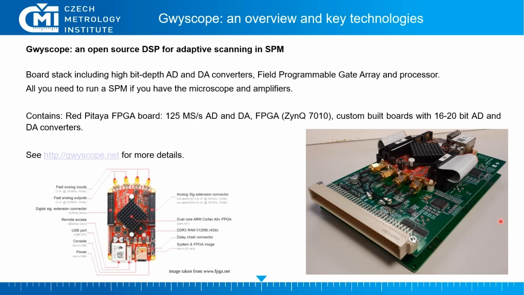So, for example, here the microscope is the LiteScope, and the amplifiers are inside the nanobox. And then our DSP, the GVScope, does all the measurement work. It does everything else that you need to do to run the experiment. Technically, it contains the RedPitaya FPGA board, which by chance is also open. It features very fast AD and DA converters and the FPGA, and to it, the custom built boards with the high bit depth AD and DA converters are stacked. So all this together is the GVScope.